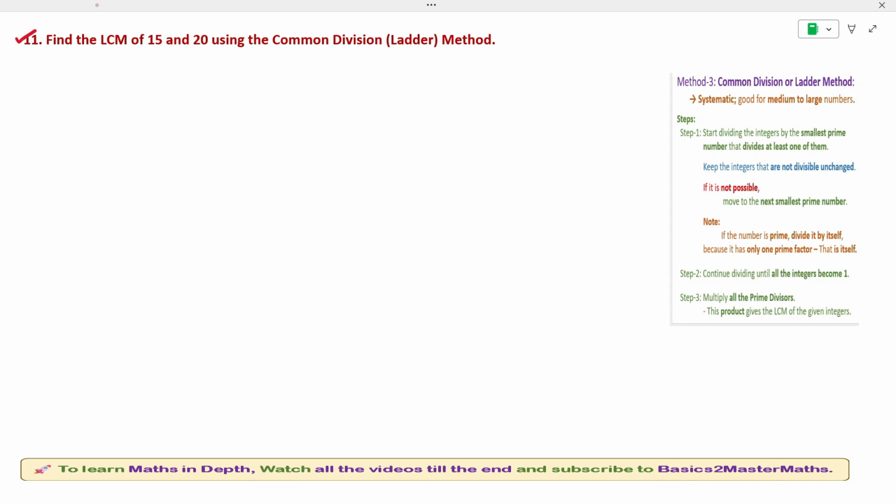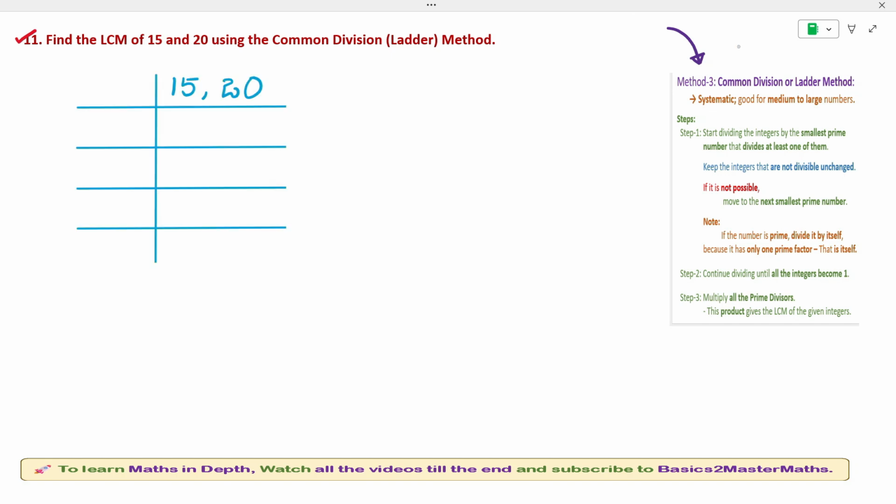Find the LCM of 15 and 20 using the common division method. Please go through the below steps so that you do not make any mistakes. Start dividing 15 and 20 by the smallest prime, 2. Since 2 divides only 20 exactly, we get 10, while 15 remains unchanged.